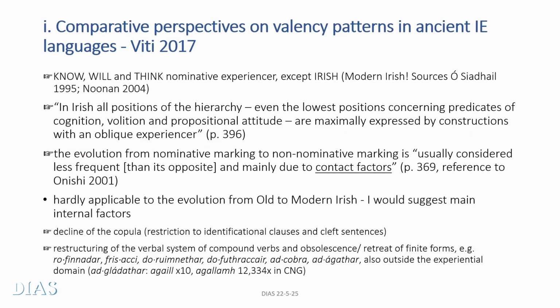So what she found is that know, will, and think were coded in the ancient Indo-European languages all the way through with the nominative, except Irish. And so in Irish, all positions in the hierarchy, this is a quotation, even the lowest position concerning predicates of cognition, volition, and propositional attitude are maximally expressed by construction with an oblique experiencer.